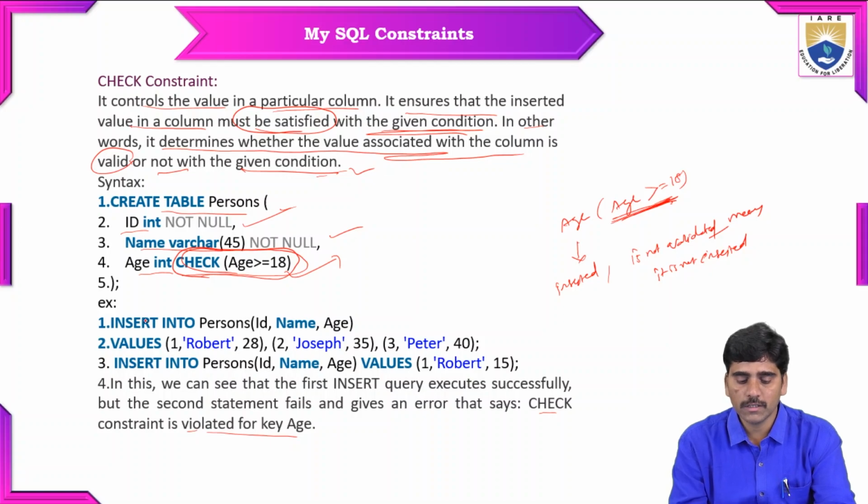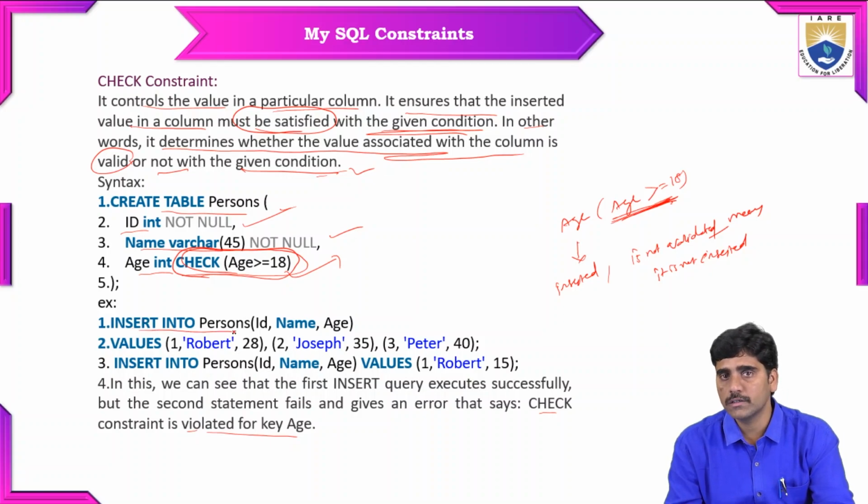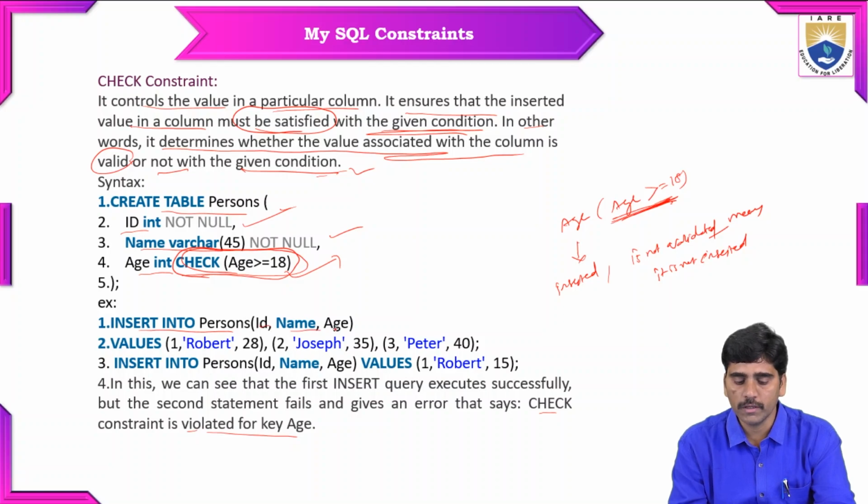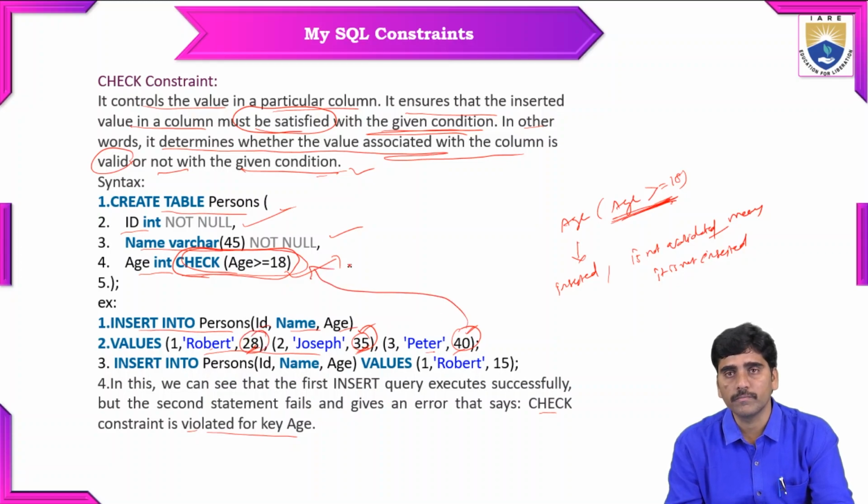See here in the example, insert into persons, values ID, name, age. We are trying to insert 1 Robert 28, and 28 is inserted. 2 Joseph 35 is also inserted. 3 Peter 40 is also inserted, because these three values are validated by this condition. 28 is greater than or equal to 18, 35 is also greater than or equal to 18, and 40 is also greater than or equal to 18. So all these conditions are satisfied.